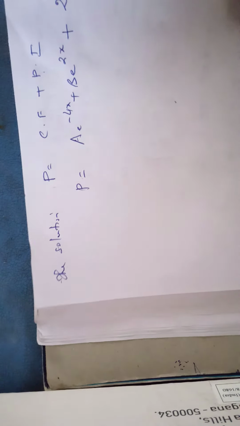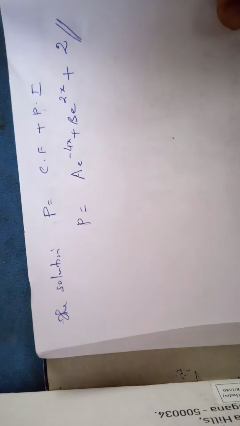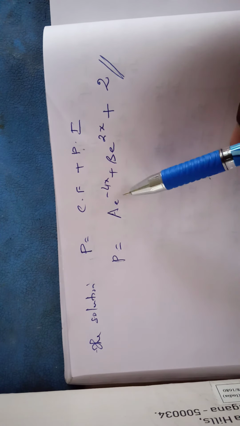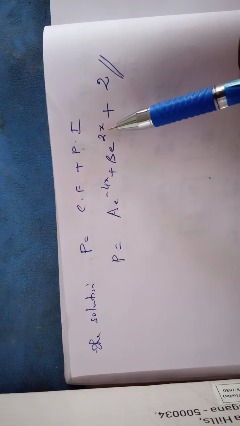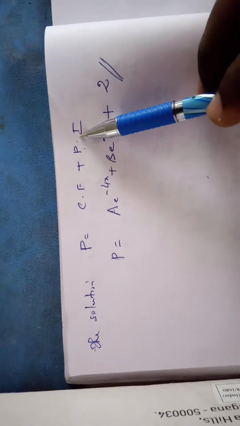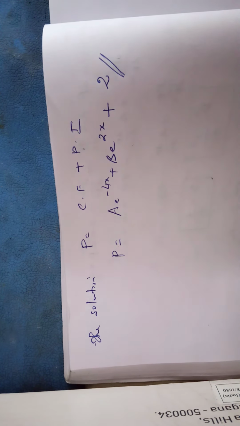Finally, the solution of the differential equation is y equals CF plus particular integral PI. So p equals A e^(minus 4x) plus B e^(2x) plus the particular integral 2, hence the problem.